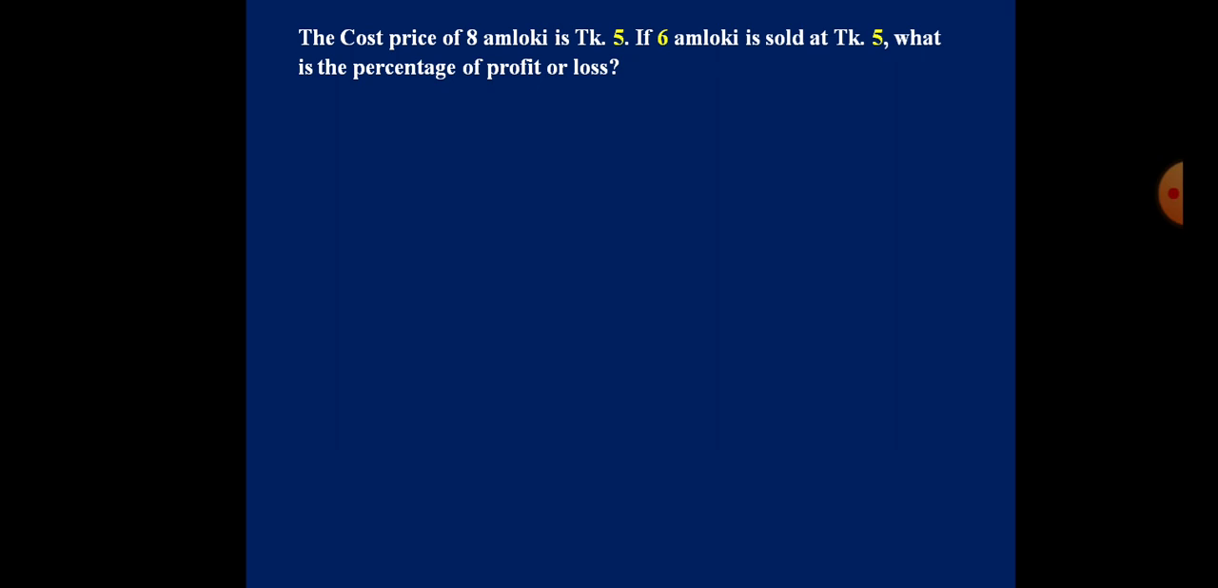Now let us see a rather complicated problem. I think this one is complicated because in this problem that man bought 8 amlokis but he did not sell all of them. The cost price of 8 amloki is taka 5 if 6 amloki is sold. He actually bought 8 amloki but he sold 6 amloki. Then what is the percentage of profit or loss?